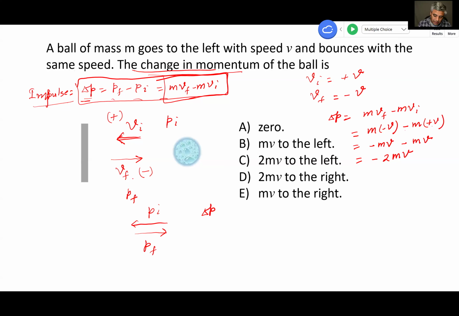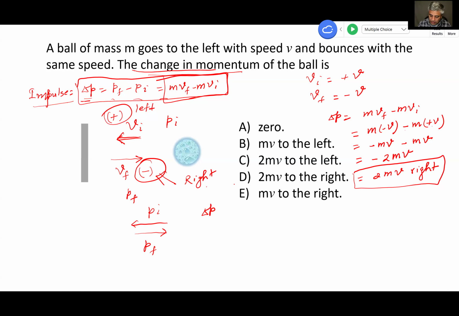So here, negative means what? Based on our choice, negative is to the right. The positive was to the left. So this is right. So I can write that as 2mv to the right. Okay, so that is that. So D is the correct answer.